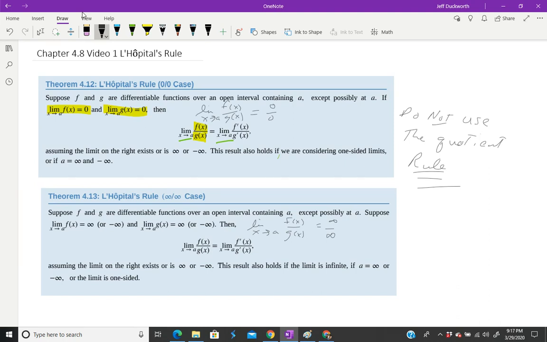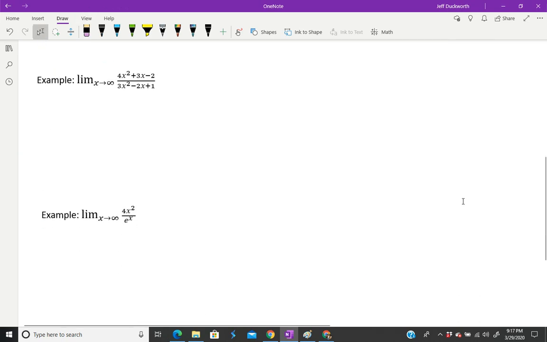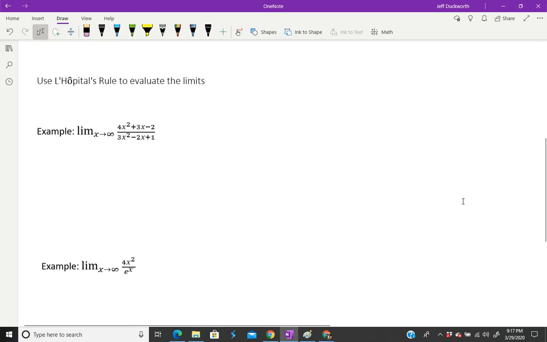All right, so let me show you how this works. Let me scroll down and do a couple problems. So we're going to use L'Hopital's rule to evaluate these limits here. So let's do that first one. The first one is a very easy limit that, in fact, I think has shown up on a quiz or test that we've taken before. And we note that we have a quadratic in the numerator and a quadratic in the denominator. So really, our limit is just going to be 4/3.